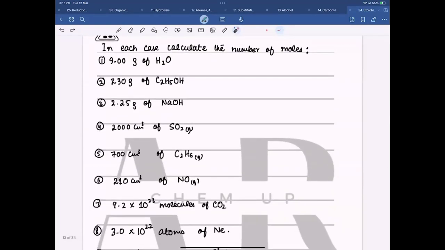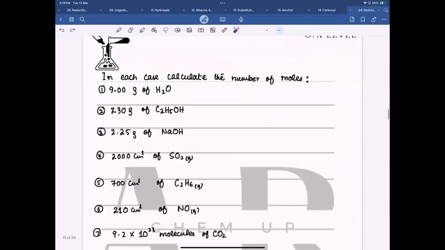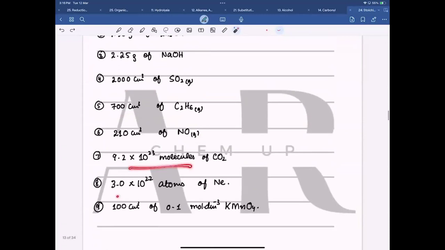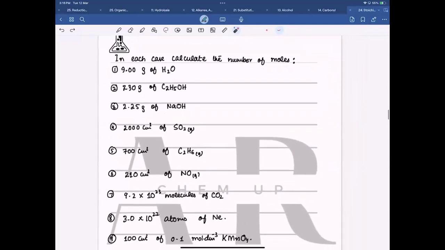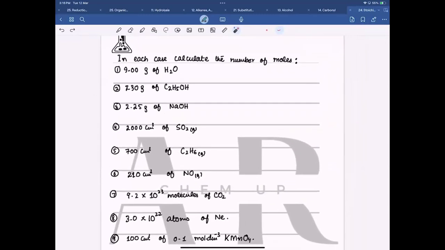Now, see, there are a few questions. In these three questions, there is mass. In these three questions, there is a volume and it's a gas. And in these two questions, there are number of particles. So you are going to choose the formula depending upon the quantity given. So we have these three formulas.